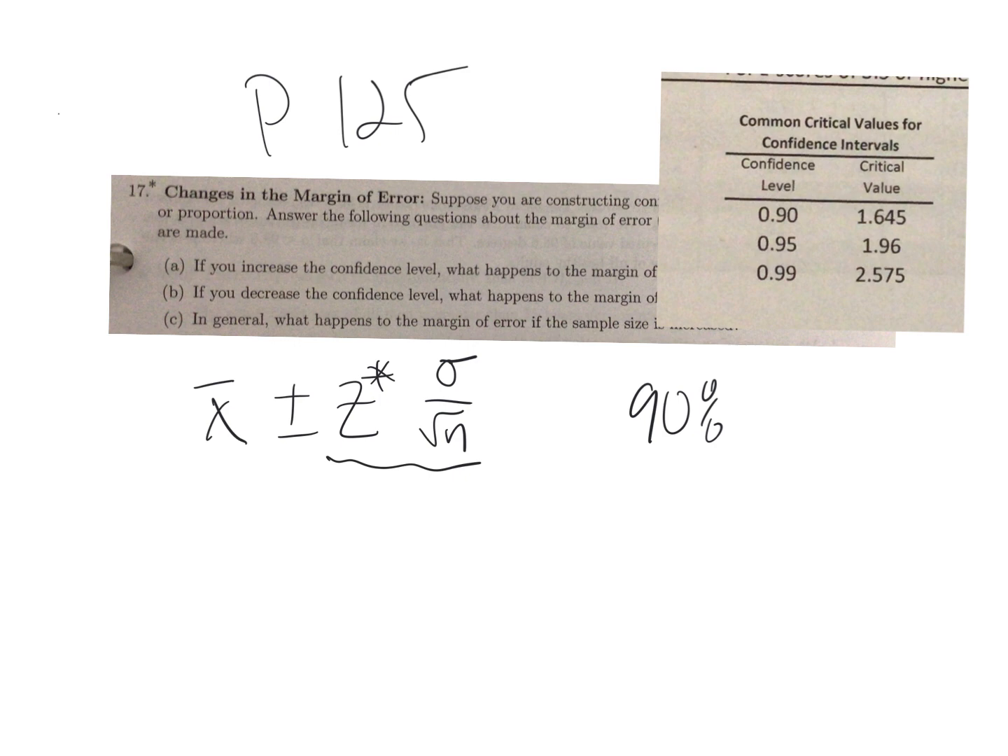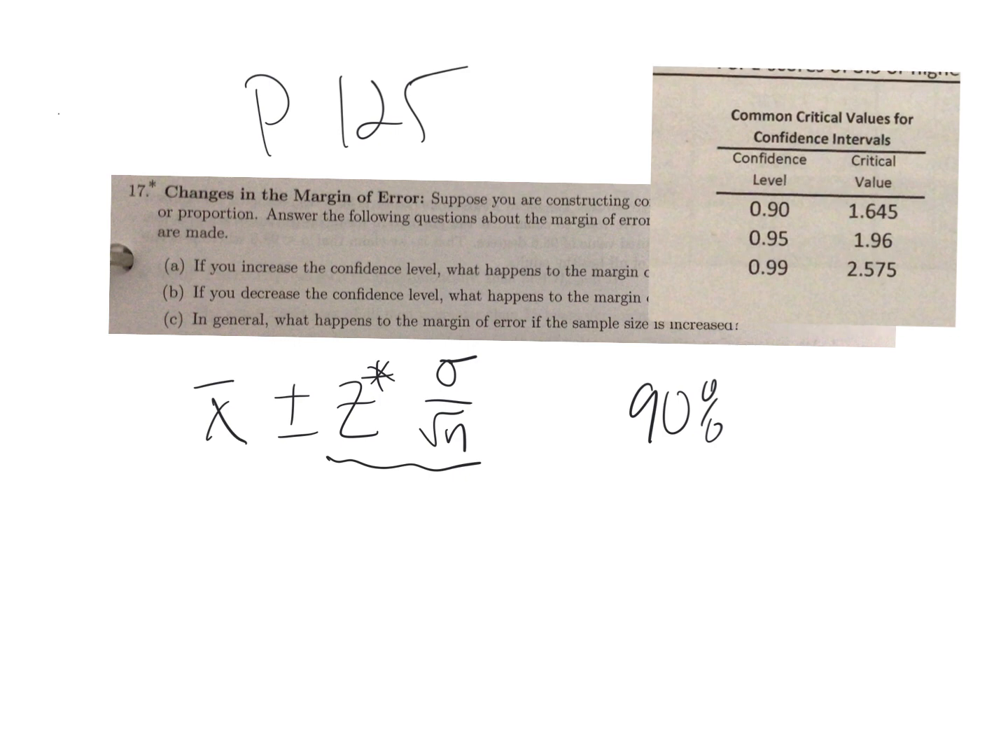So if I'm looking for a 90% confidence interval, the z-score that I want to use is 1.645. Let me write this down: 1.645 times the standard deviation divided by the square root of the sample size. Remember, this is the standard deviation for the sampling distribution, and this is what we add or subtract.